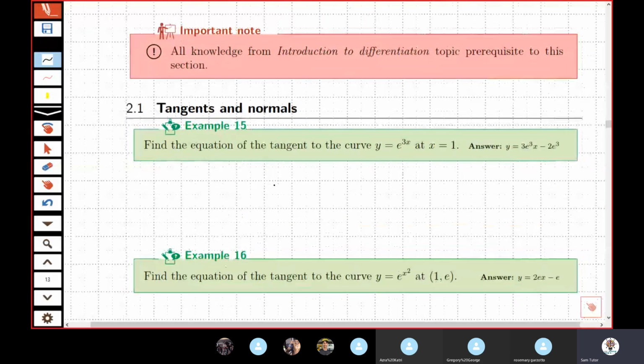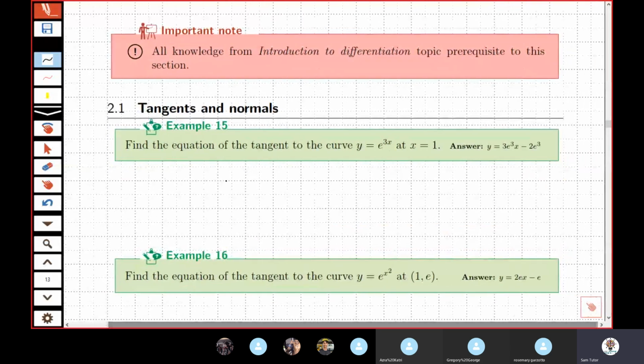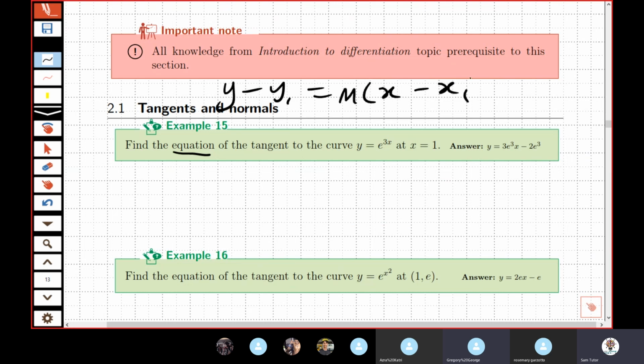There it is. What we were doing a few weeks ago, tangents and normals. To find the equation of the tangent to the curve. Anyone remember the equation of a line? y minus y1 equals m brackets x minus x1. And then of course, you're given only x equals 1. What do you need to do to find your other coordinate, your y value? Sub into the original equation. So y equals e to the power of 3 times 1, which is e cubed.